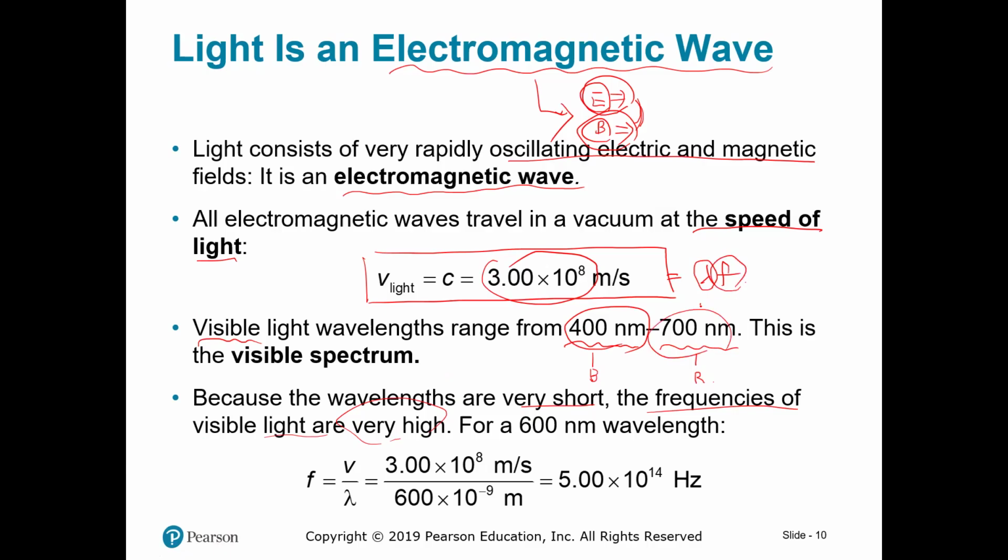Same for the red light. So you can always find the frequency of the light if you know its wavelength. For example, 600 nanometers is kind of a green, something like that. Then velocity, 3 times 10 to the 8, divided by its wavelength will give you the frequency, and you see the frequency is a really high number, right?